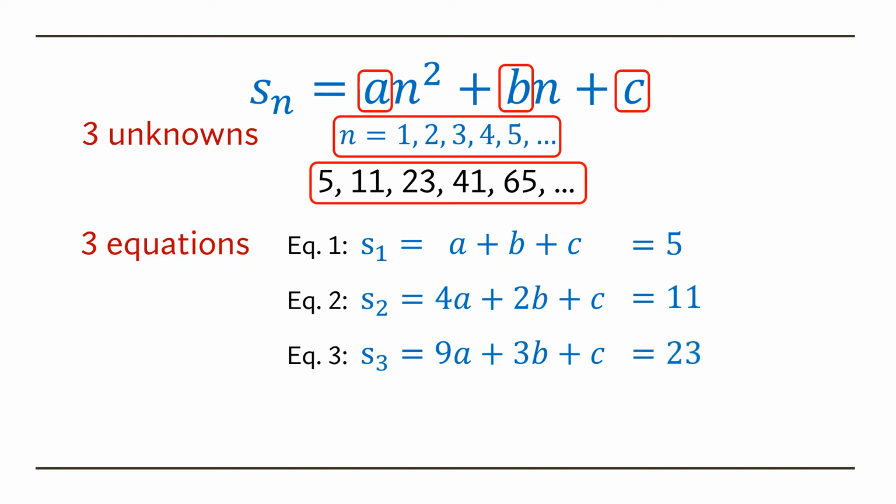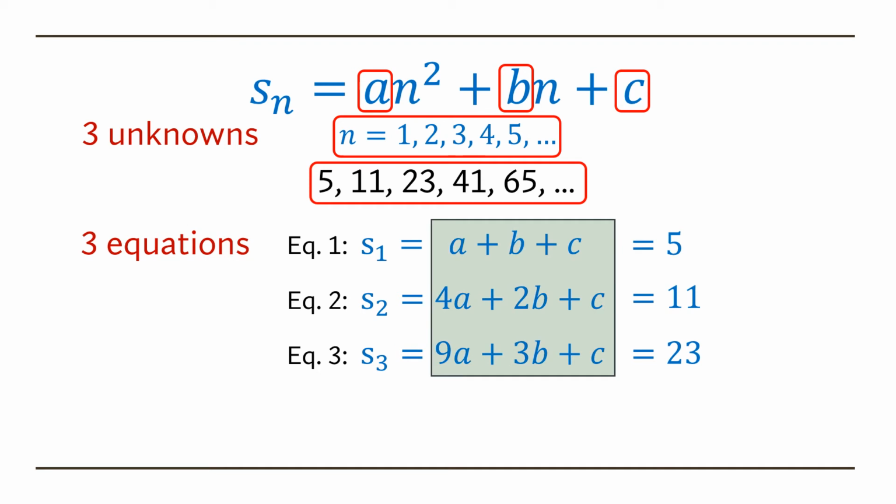Okay, did you say equals 23? If you did, that's the correct answer. So there are our three equations. a plus b plus c is equal to 5. 4a plus 2b plus c is equal to 11. And 9a plus 3b plus c is equal to 23.